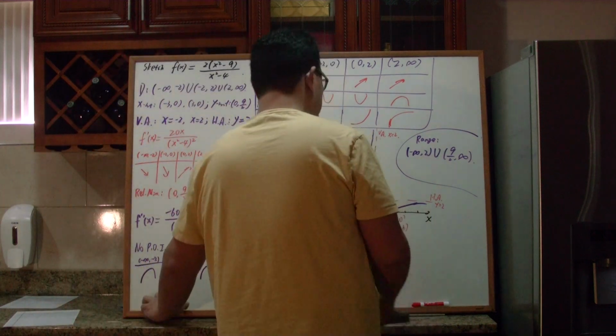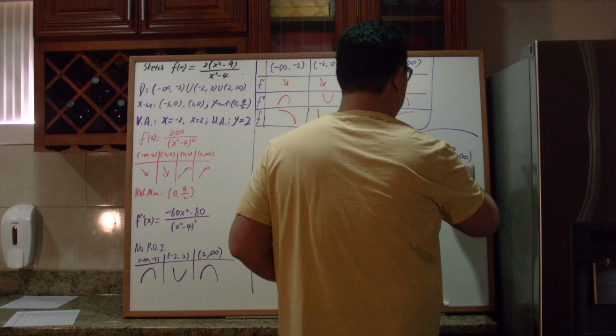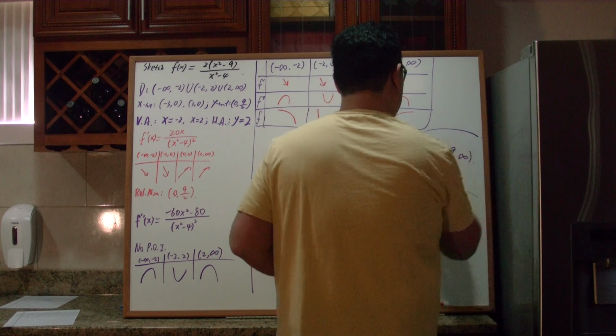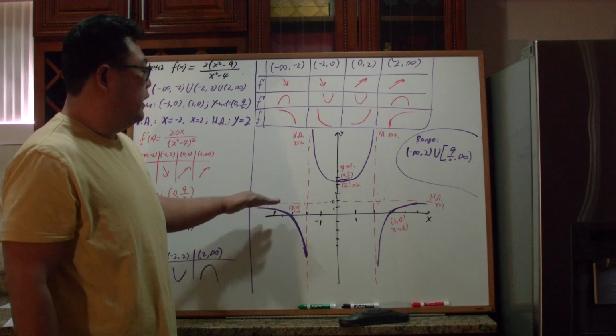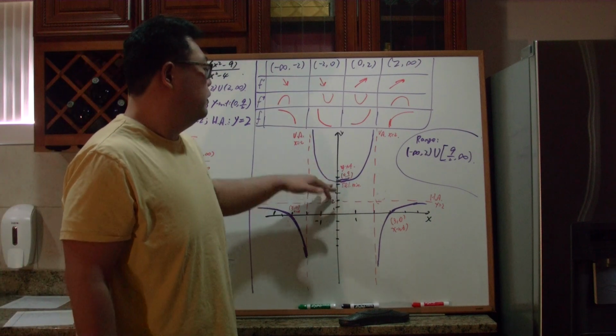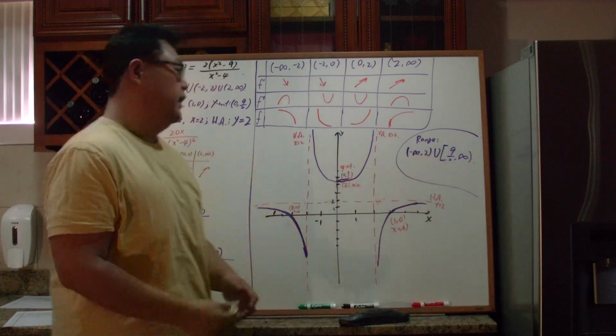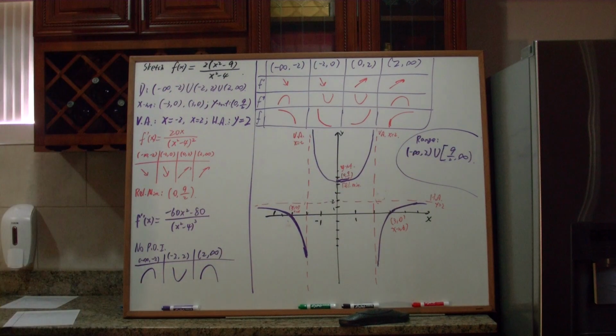Now number 2 is actually able to be taken, so we get the range from negative infinity to 2 and from 9/2 to infinity, right? At the end we get the range. So that is the curve sketching.